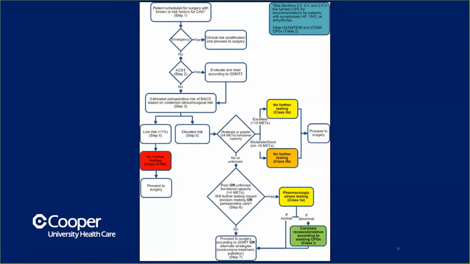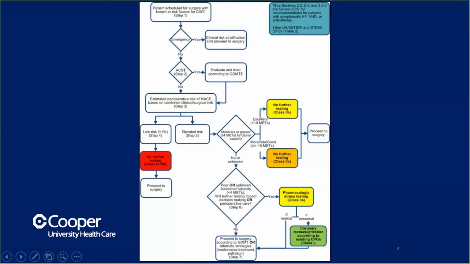So that's where Dr. Mazzarelli mentioned the METs. If somebody can do more than 4 METs of activity, that's good. So if you can do more than 4, and if you can do a lot more than 4, let's say 4 to 10, you might not need to do any further testing. That's a 2B recommendation. But if you can do more than 10 METs, stop there. There's no reason for further testing, and then you proceed to surgery.